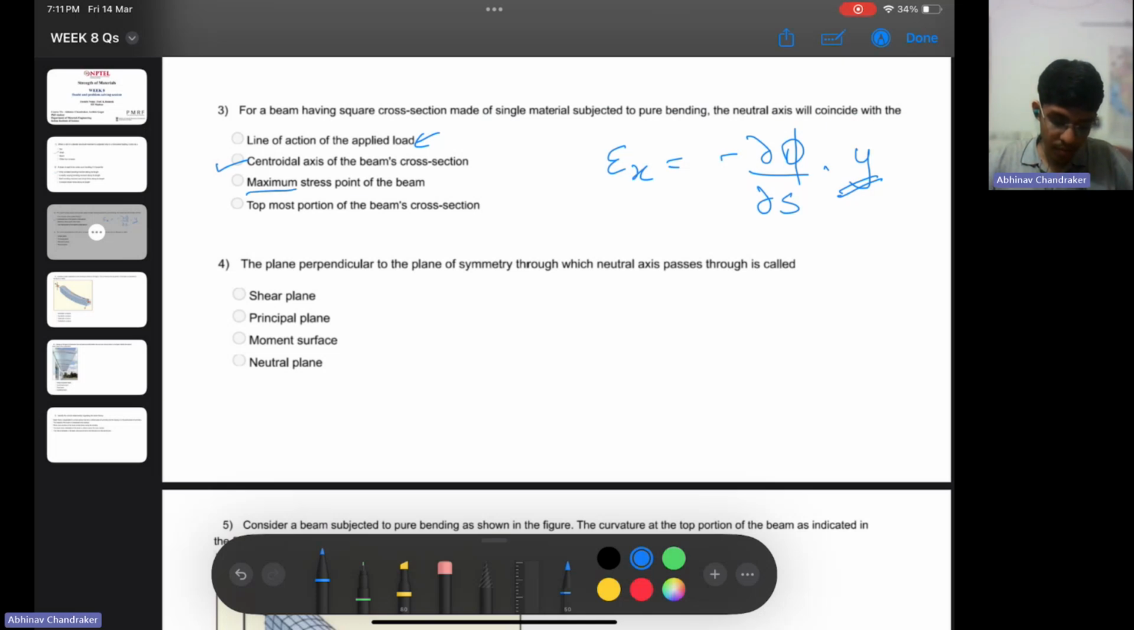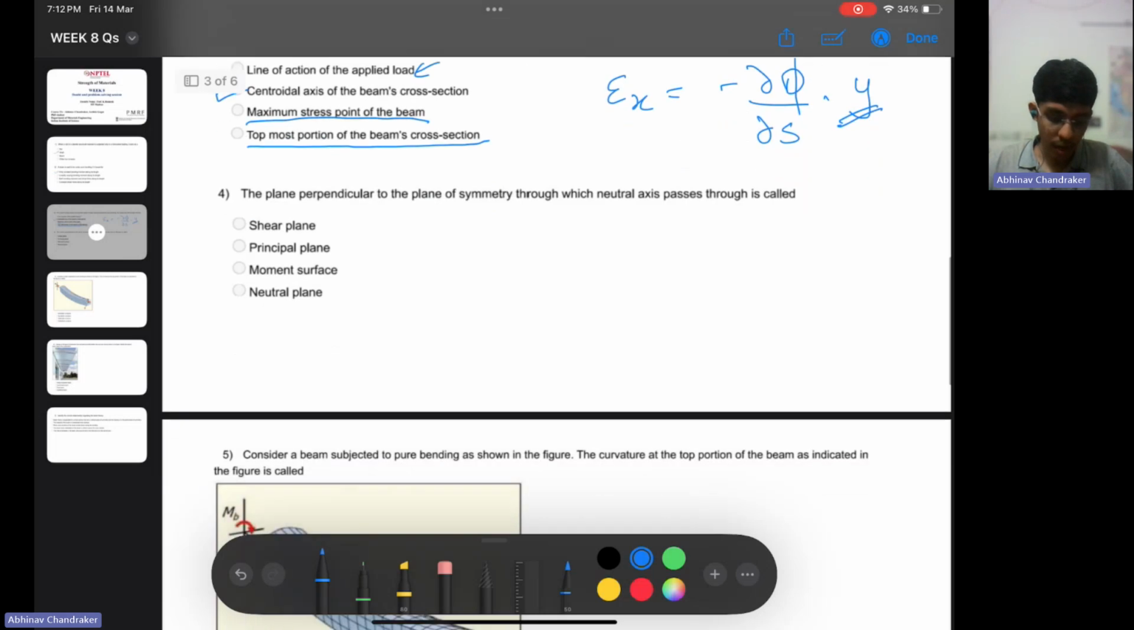Maximum stress point of the beam. This can be either the top or the bottom of the beam, depending on, of course, the symmetry of the cross section. For a square cross section, it can either be the top or the bottom. For both, it's the same, just the sign is different, tensile and compressive. Topmost portion of the beam's cross section: this will also not be the neutral axis. It will have some strain.